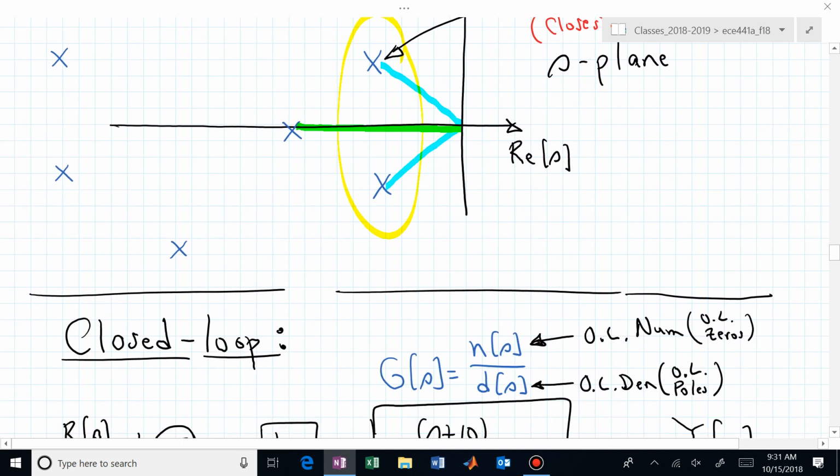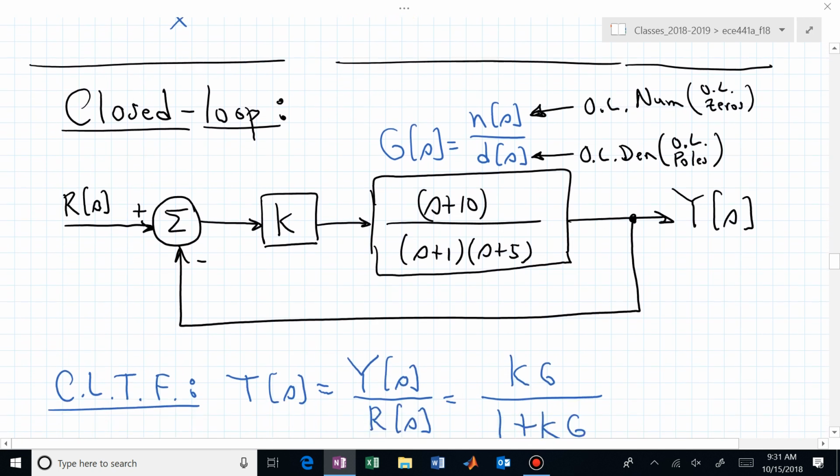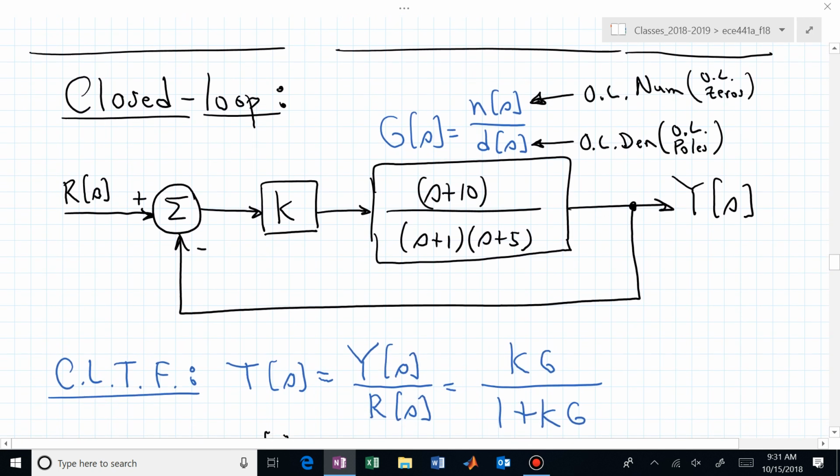If that's the case, if we didn't meet our spec, well, now you know that maybe we want to apply feedback. We need to change the dynamic behavior of the system, and we can do that by closing the loop. We can introduce feedback.